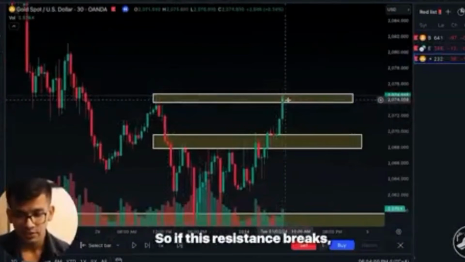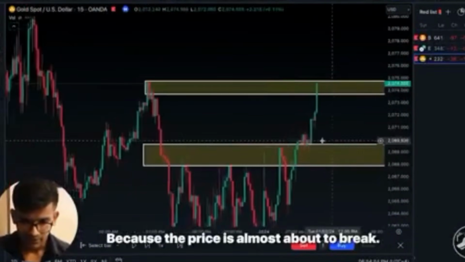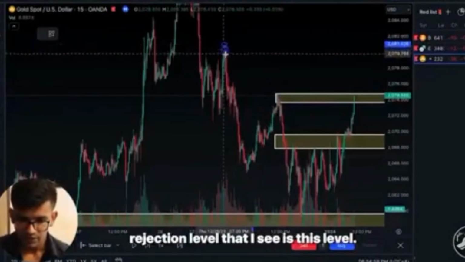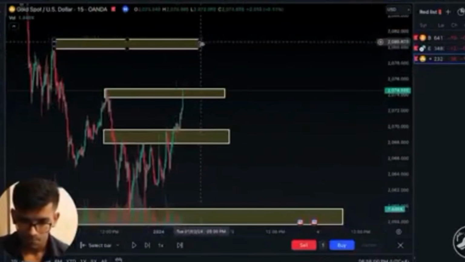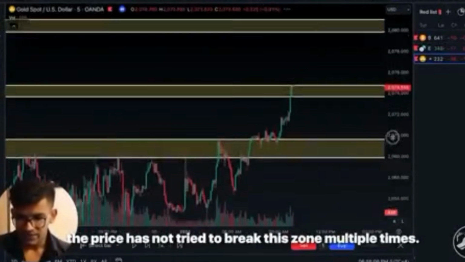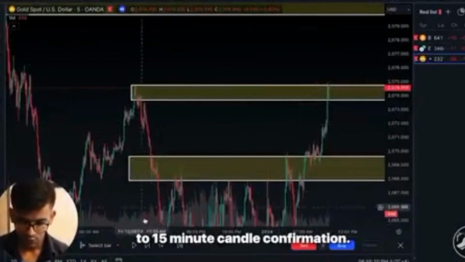So now, once again, this is also resistance. If this resistance breaks, yes, there is an entry that I can make because the price is almost about to break. And the next rejection level that I see is this level. So maybe I can take this trade, right? Let's see. In this case, the price has not tried to break this zone multiple times, so I would like to wait for a 5-minute to 15-minute candle confirmation.